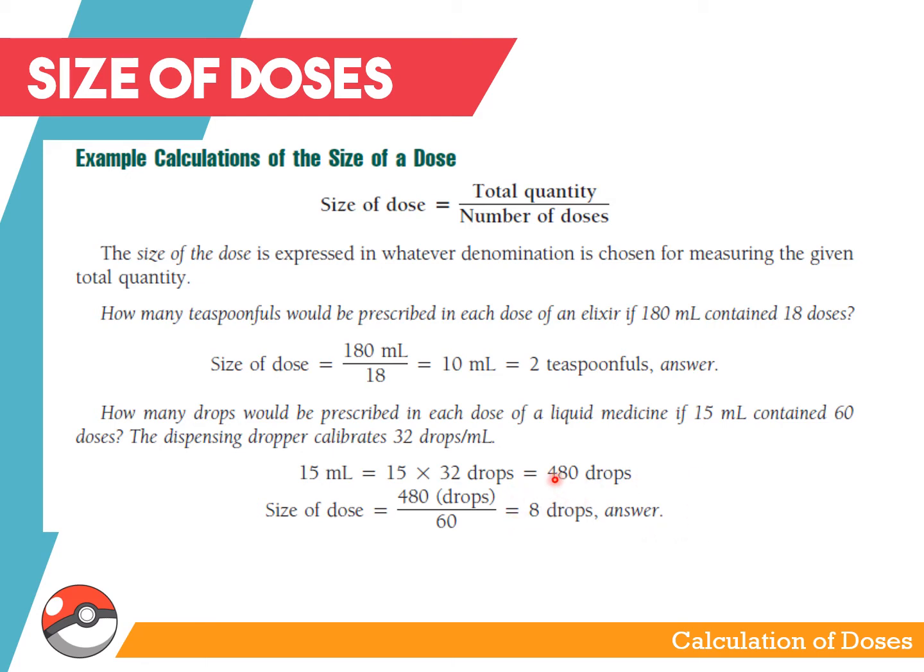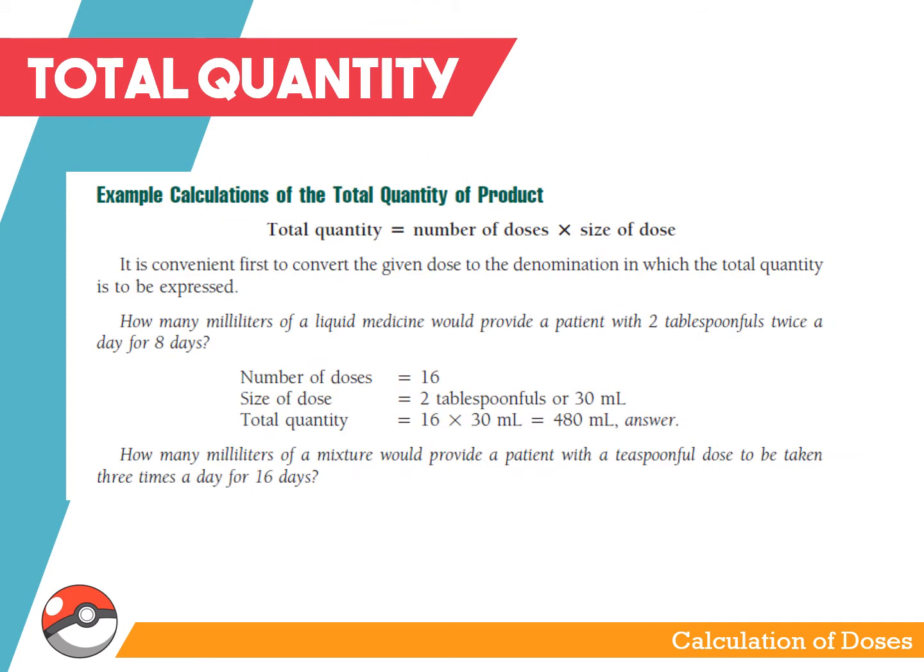Okay, so 480 here is the total number of drops or the total quantity of the medicine for the whole regimen. Okay, so what is being asked is the number of drops prescribed in each dose. Okay, that's why we still needed to divide 480 by 60. Okay, for the total quantity, we simply multiply the number of doses by the size of the dose. For example, how many milliliters of liquid medicine would provide a patient with 2 tablespoonfuls twice a day for 8 days?